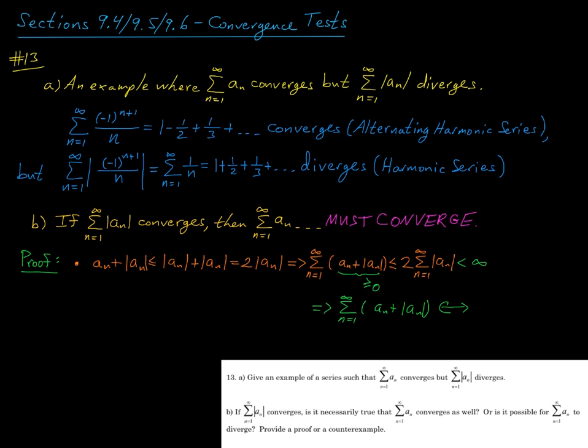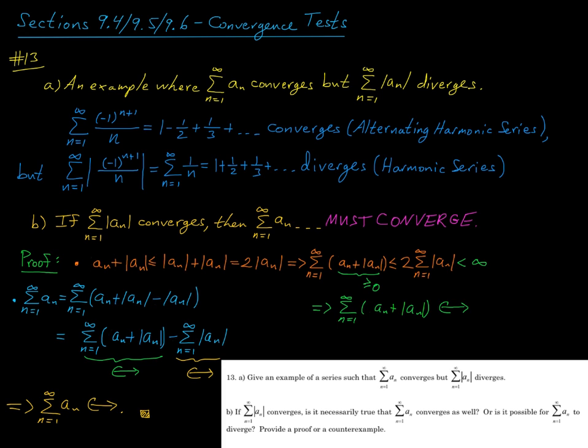Now the next thing to note is that we can write the sum of just a sub n on its own as the sum of a sub n plus the absolute value of a sub n, and then take away the absolute value of a sub n. Certainly not changing anything, but the reason I'm writing it this way is I can break this up as a difference of sums. I now know that this series of a sub n plus its absolute value converges, and we're assuming that the series of the absolute value of a sub n also converges. Since the sum of a sub n is this difference of two convergent sums, it itself must converge. All right, and that completes the proof.